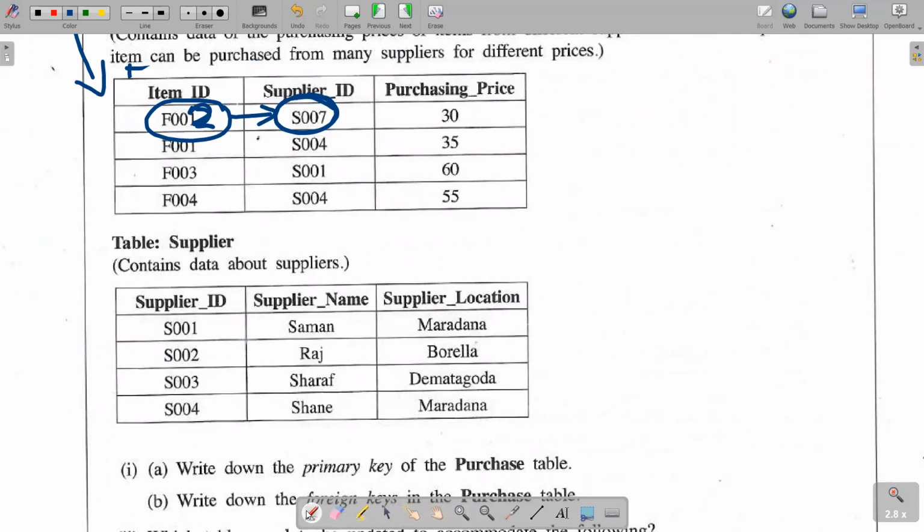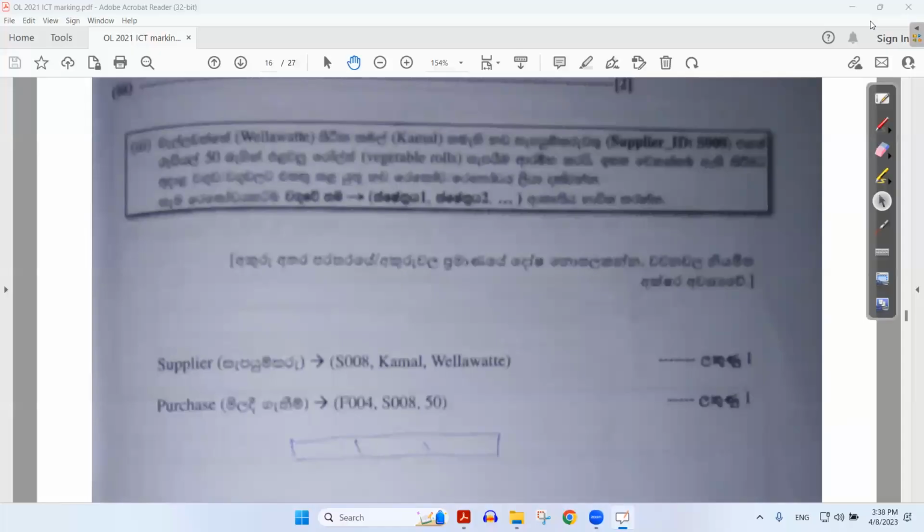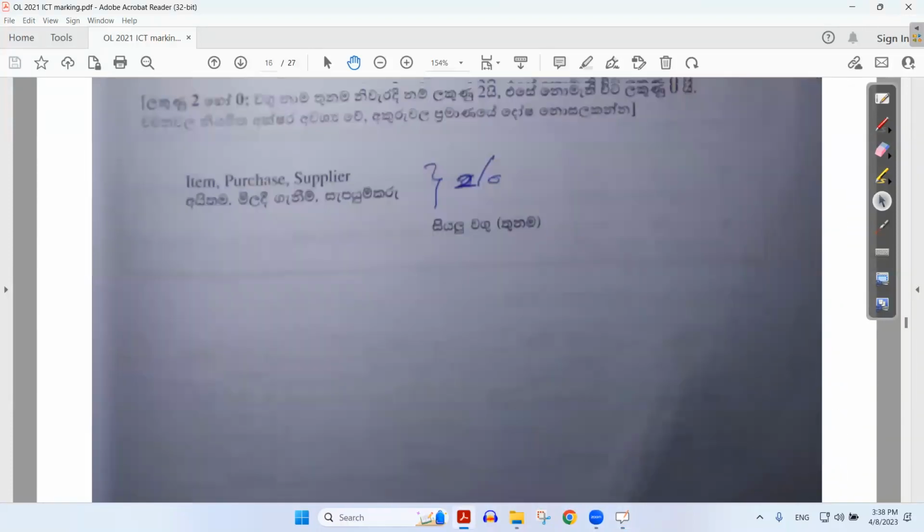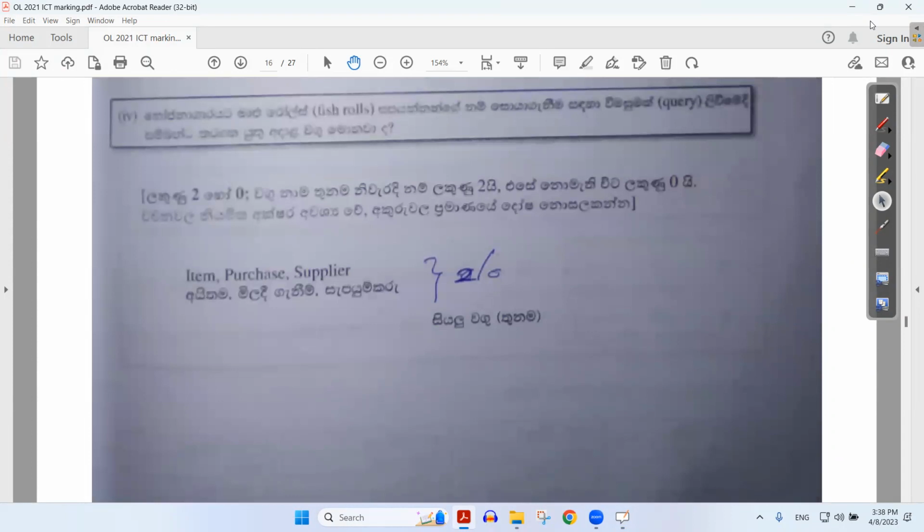right? So likewise, they could know how the things are going to happen, like how the query is going to work. That means you need all 3 tables, right? Yeah, here it says item, purchases, supplies, all three tables. If you have mentioned it like that, you can have the marks.